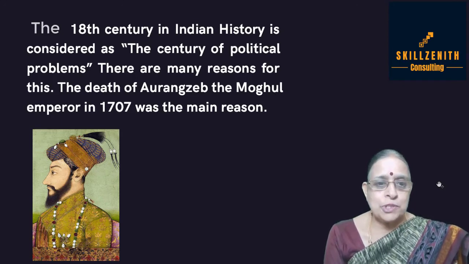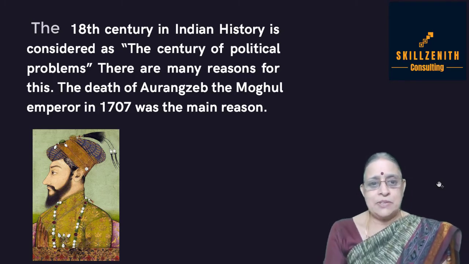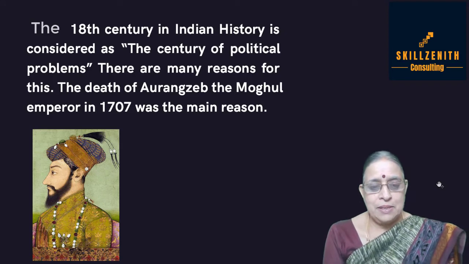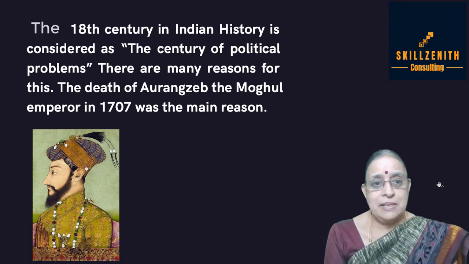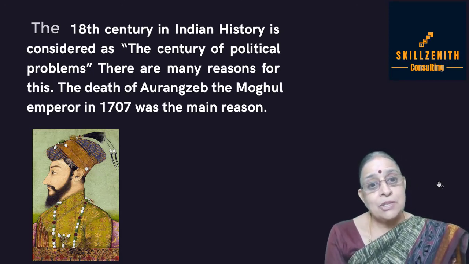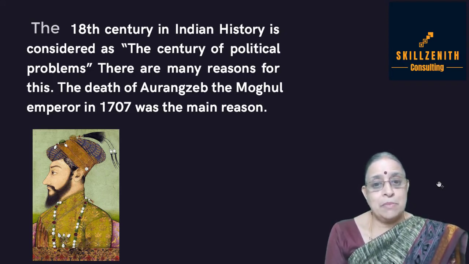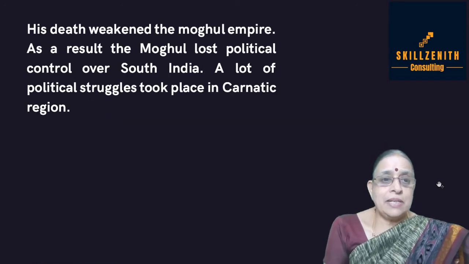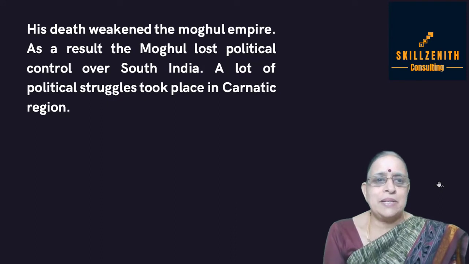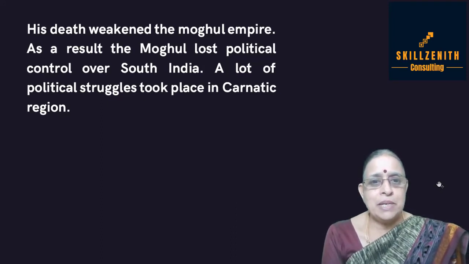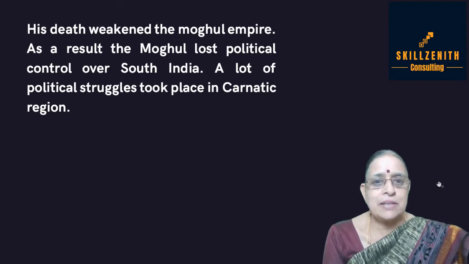The first and foremost reason was the death of Aurangzeb, the Mughal emperor, in 1707. So far the Mughals were powerful, and the British could not establish supremacy so easily. Aurangzeb was the last great ruler, and he died in the year 1707. This was the main reason for the rise of political problems. His death weakened the Mughal power. Mughal power became very weak. We have studied that when we come across so many empires in India, usually a kingdom will be very stable and very powerful under good rulers.